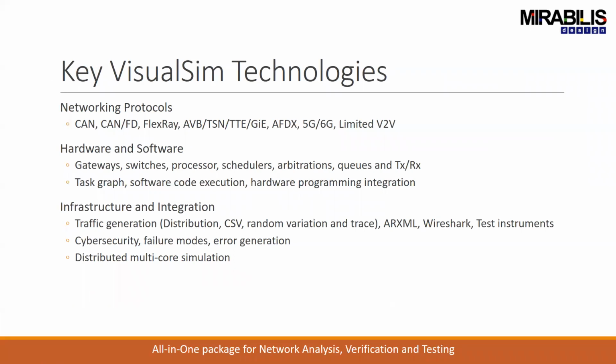Then on the hardware and software side, the user has access to various gateway demo models, various configuration switches, including the NXP TSN-enabled switches, then multiple varieties of processor cores, the ARM cores, the RISC-V cores, then various schedulers, including round robin, weighted round robin, strict priority, credit-based shapers, arbiters, queues, and so on.